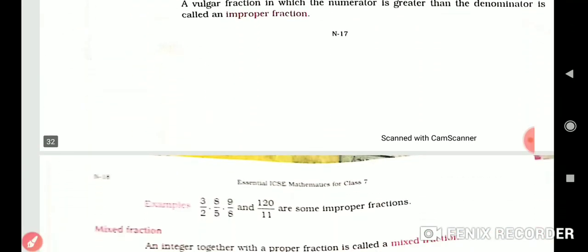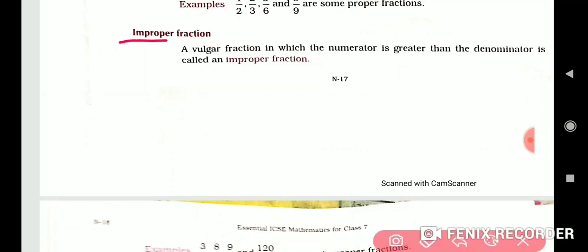Now the improper fraction. An improper fraction means the opposite of a proper fraction. In an improper fraction, what will be greater? The numerator is greater than the denominator. Just see 3 by 2, 8 by 5. Just see 3, the numerator, is greater than the denominator. 8 upon 5, 8 is greater than 5. The numerator is greater than the denominator.